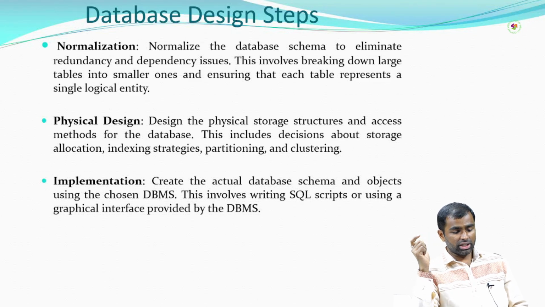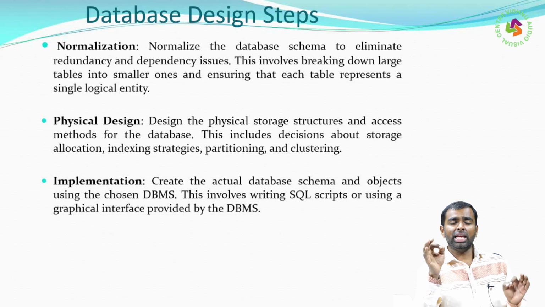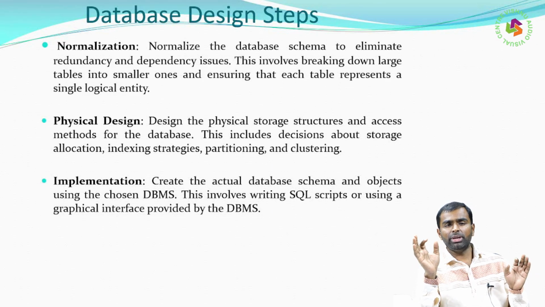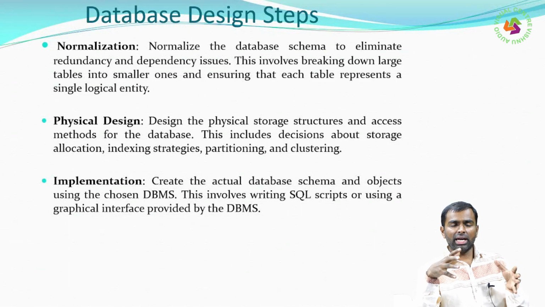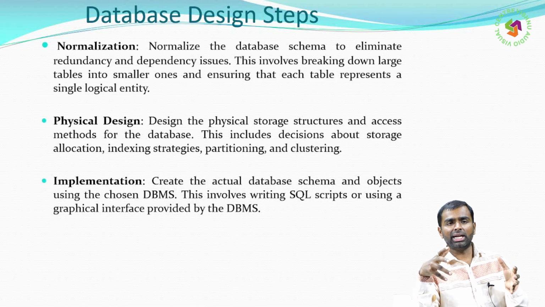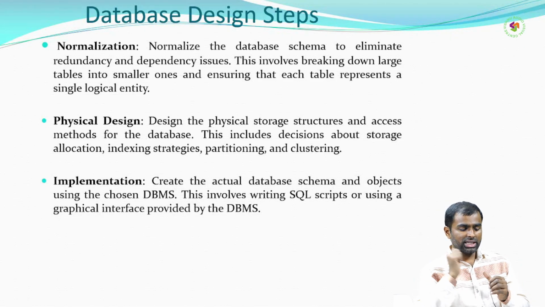Physical storage structures and access methods are defined for the database. This includes decisions about storage allocation, indexing strategies, partitioning, and clustering. These are all the different ways of physically storing the data. After completion of normalization, you will get data that does not have any type of problems. The data is completely pure. That means it does not have any inconsistent values, erroneous values, mistake values, or repeated values. These can all be eliminated. Then you can easily store the data, combine the tables, and maintain the data. That is the physical design.